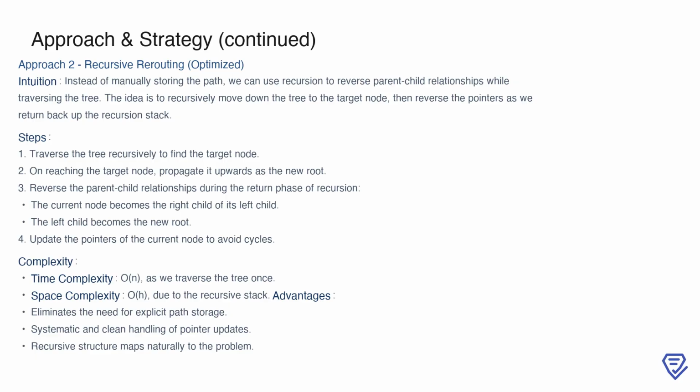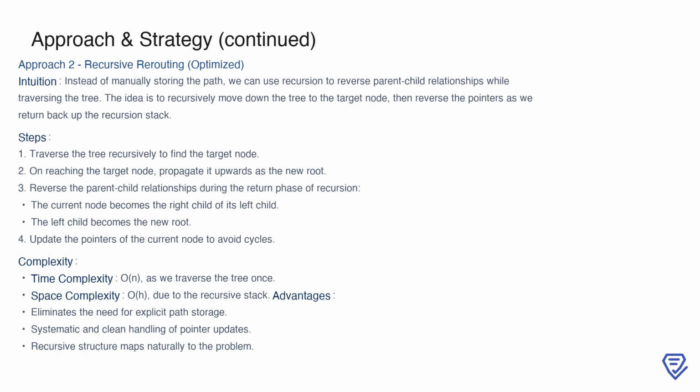An optimized alternative to brute force is the recursive rerouting approach. This method leverages recursion to reverse parent-child relationships directly during the traversal process, eliminating the need to explicitly store the path. The key idea is to recursively navigate down the tree until we reach the target node. Once we've arrived at the target, we propagate it upwards as the new root while systematically reversing the relationships during the return phase of the recursion. For instance, as we backtrack, the current node becomes the right child of its left child, and the left child becomes the new root. Additionally, the pointers of the current node are updated to prevent cycles in the tree.